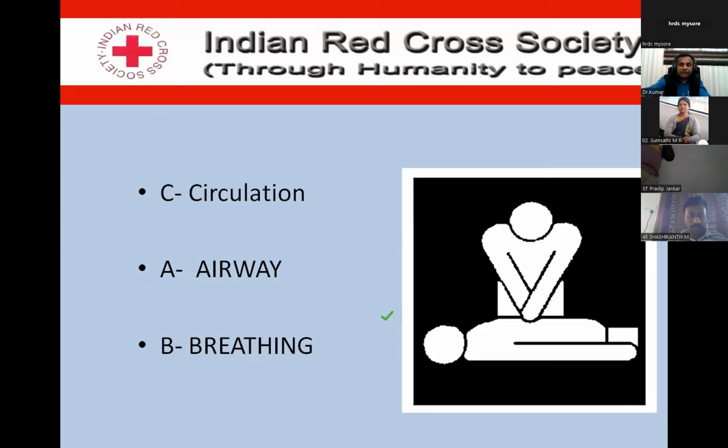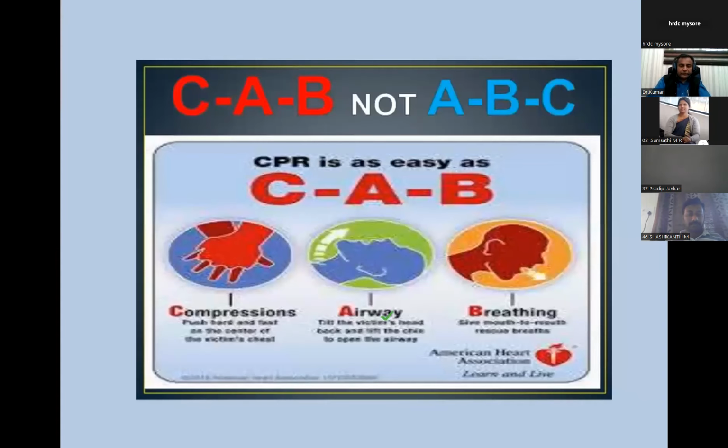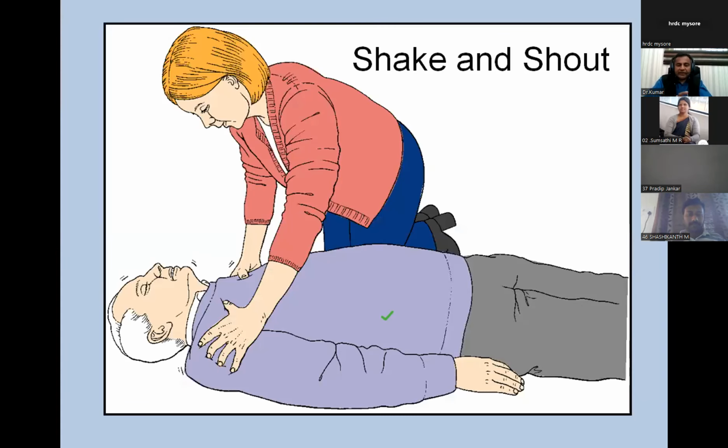CPR can be performed with a simple procedure called CAB. It's easy to remember the word CAB. That's compression, activating the circulation by compression, then airway opening, and breathing. How exactly do we do it? First, try to wake up the casualty. We have videos related to this.